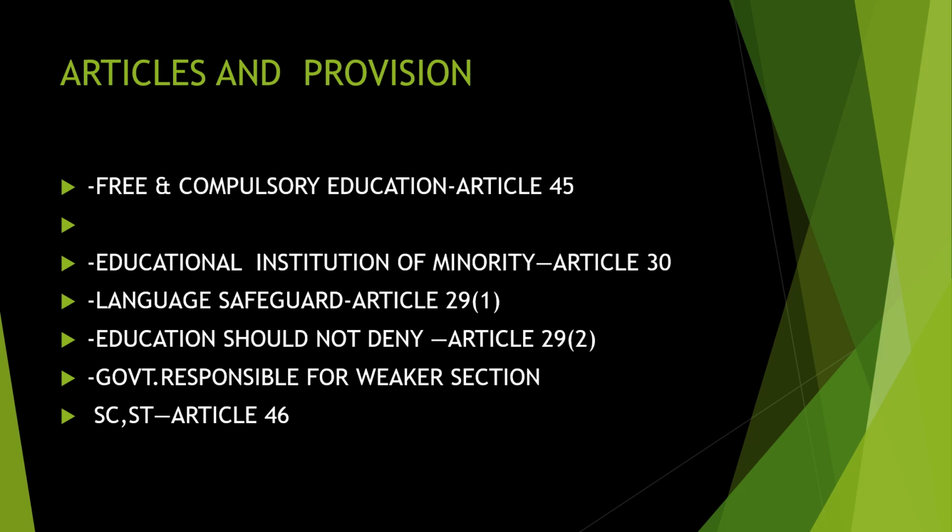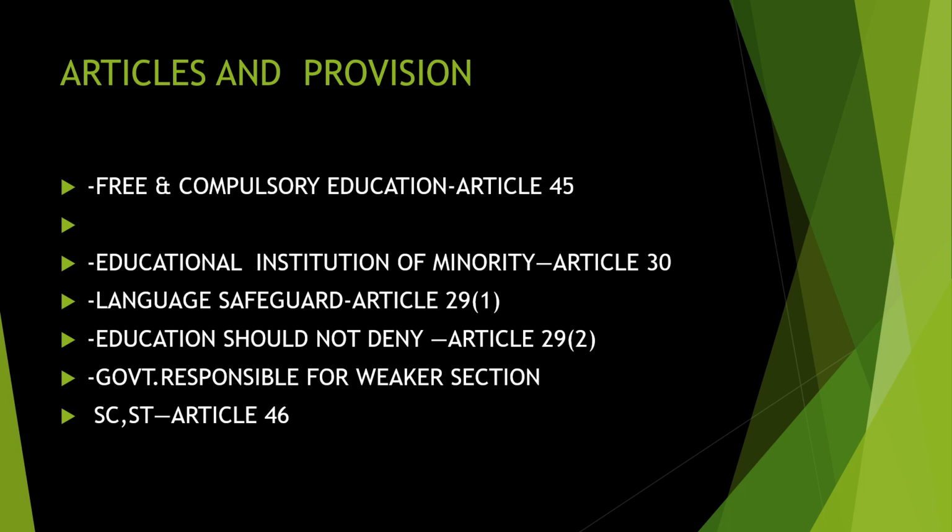Next, I am talking about the important articles and provisions we must know, because they ask about them in the UGC NET exam. You must know the articles and provisions. You have to learn them by heart and know what each article is for. Free and compulsory education, up to age 14. Article 45 is the article that gave provision for free and compulsory education. Then educational institutions of minorities. The minority community has the right to have its own educational institutions. There is an article for that, Article 30. Next is language safeguard.